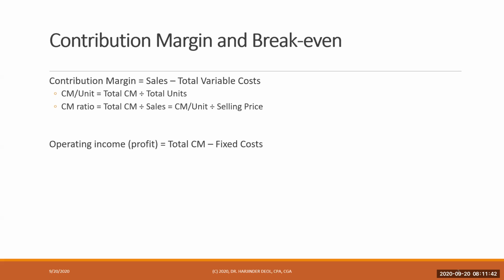Operating income is total contribution margin minus total fixed costs. Now, at break-even point, the company is neither making a profit nor incurring losses. So the amount of profit or loss is zero. So that can only happen if total contribution margin is equal to fixed costs. So this is an important result to keep in mind. At break-even point, total contribution margin will be equal to total fixed costs.